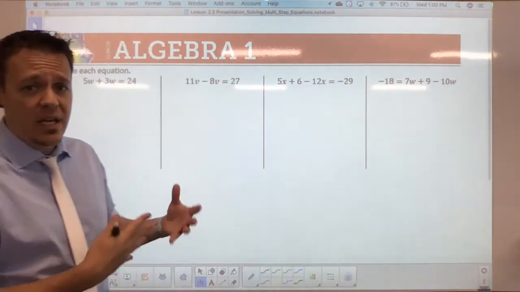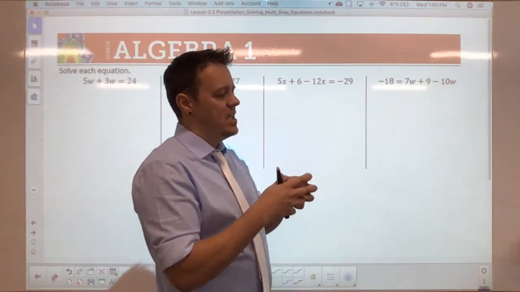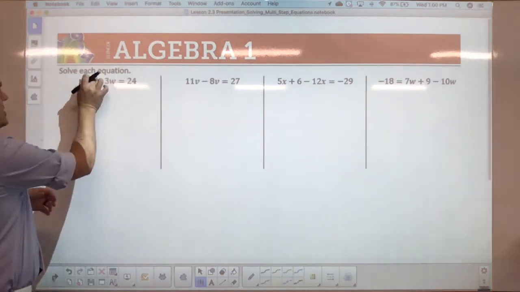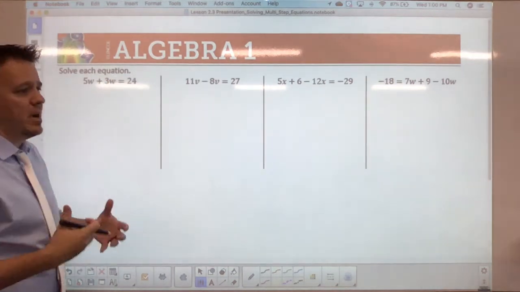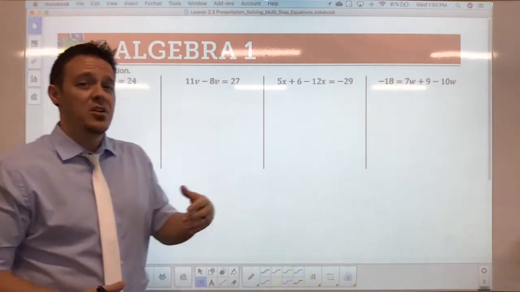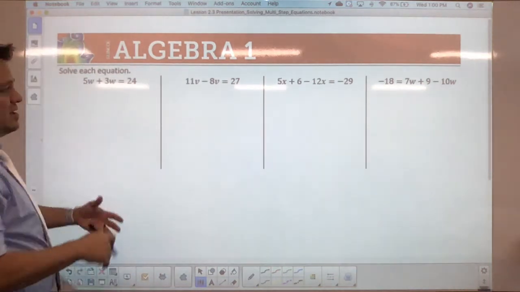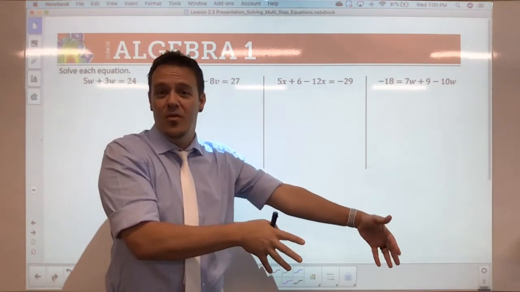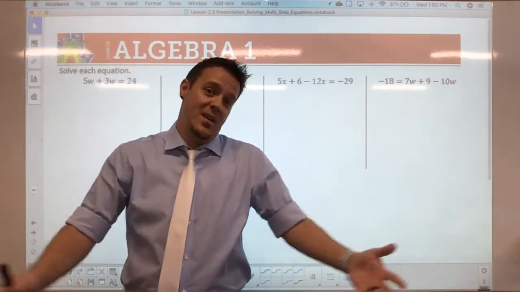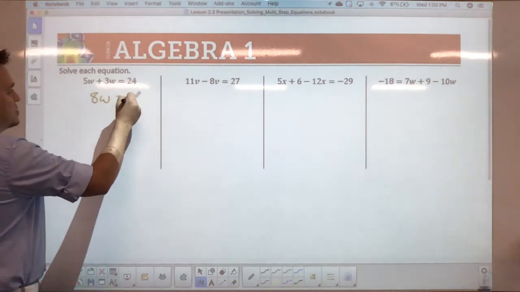All right, so now we're going to do a couple of different setups here where we need to start learning to combine like terms and then simplifying and basically getting to one variable first, okay? So what I want to make sure you know is that 5W and 3W, you're combining like terms. I know you learned this in middle school, right? Because if I have 5 watermelons, because I use W, over here, and 3 watermelons over there, how many do I have total? I have 8 watermelons, okay? So it'd be 8W equals 24.